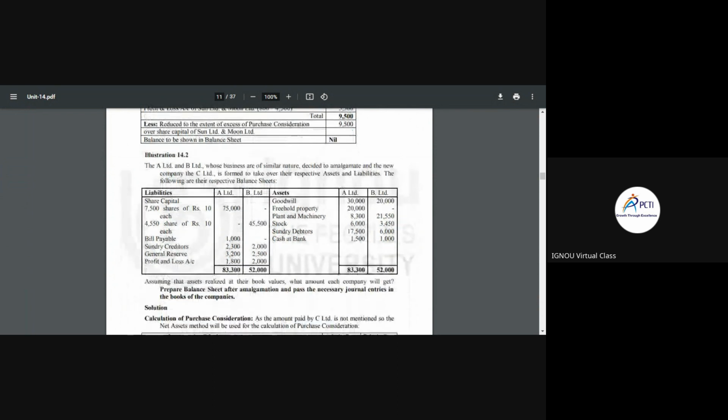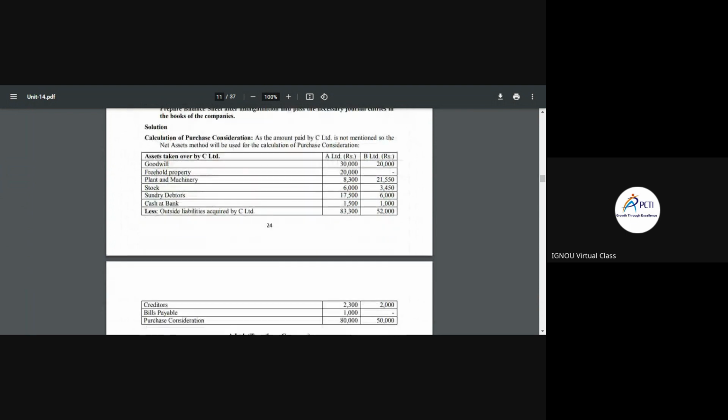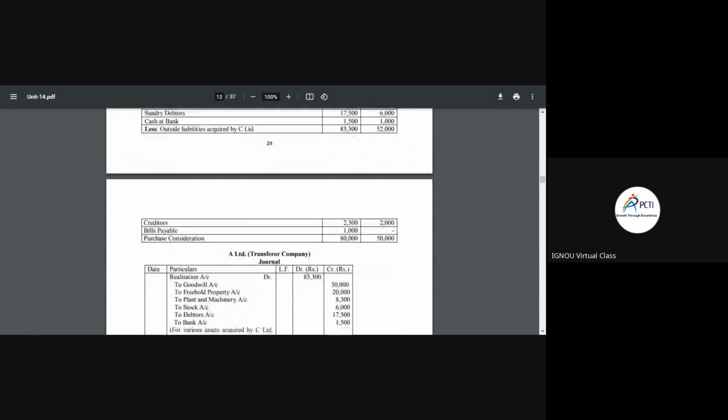Same as this, we have our second example, which you need to solve at your home. Here is A Limited and B Limited.